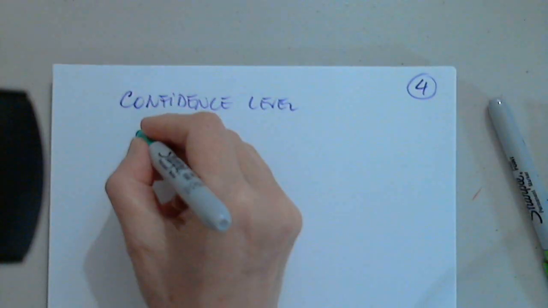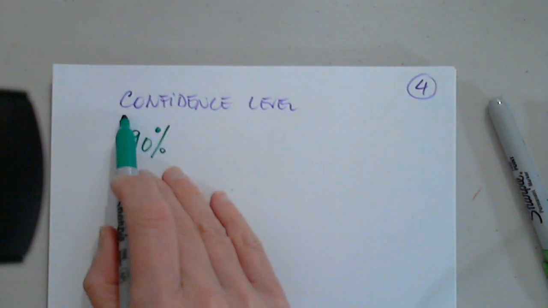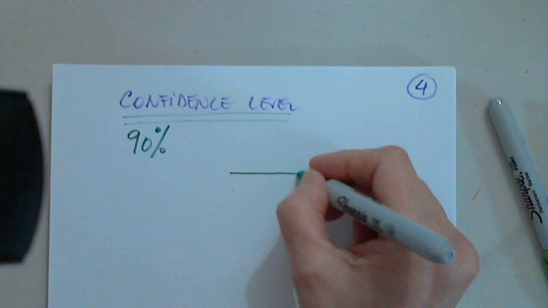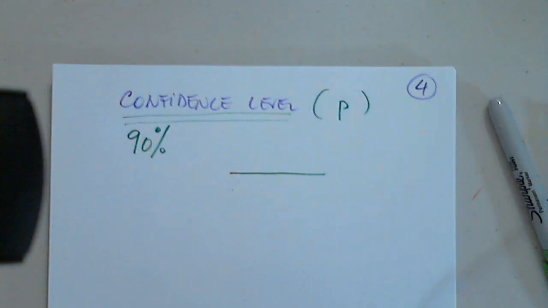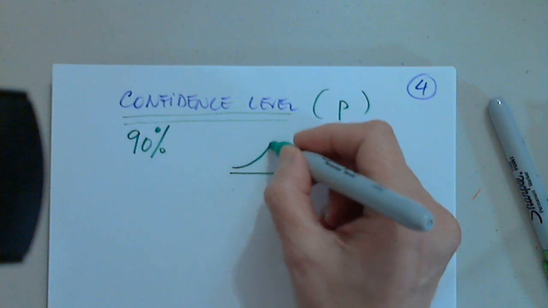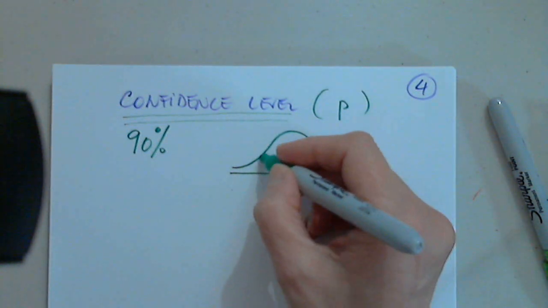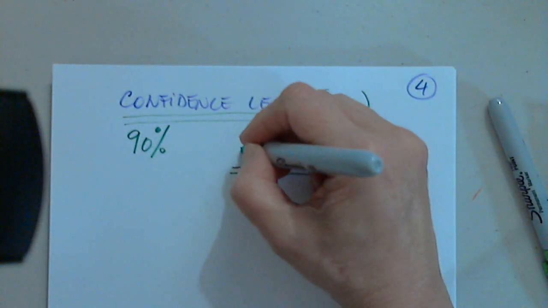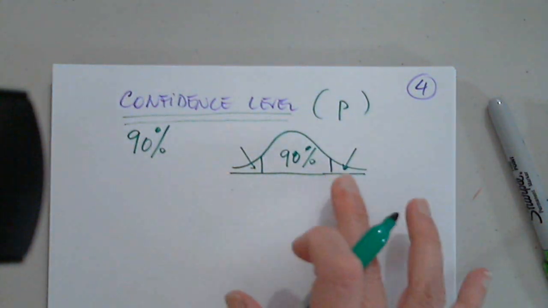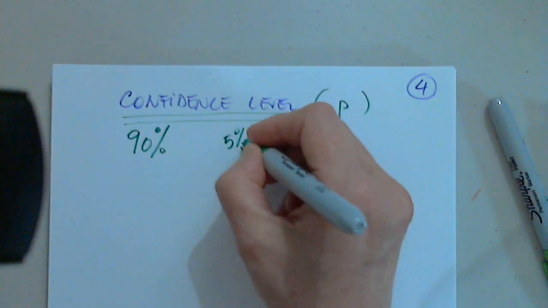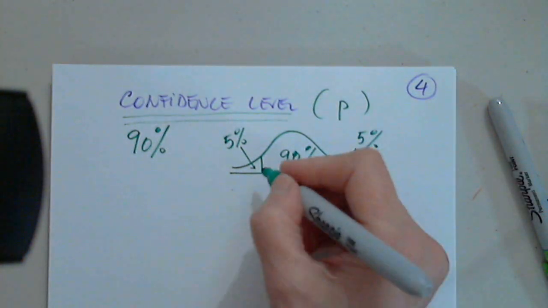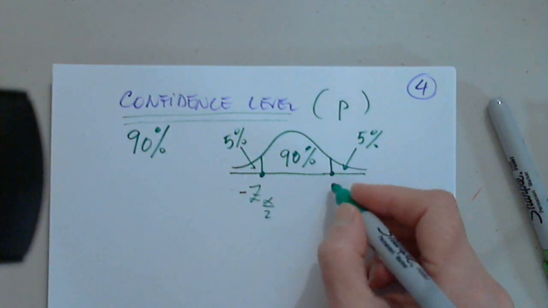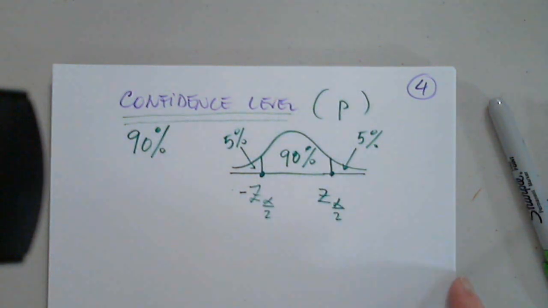Okay, I'll choose 90% then. If we want to determine a confidence interval using a confidence level of 90%, I'm going to put here for P, because we're talking about Z distribution. Remember we did this before. This is our 90%. And how much is in tails? The whole thing has to be 10%, so this must be 5%, and this must be 5%. These 2 points are the negative Z alpha over 2, and this point is Z alpha over 2.